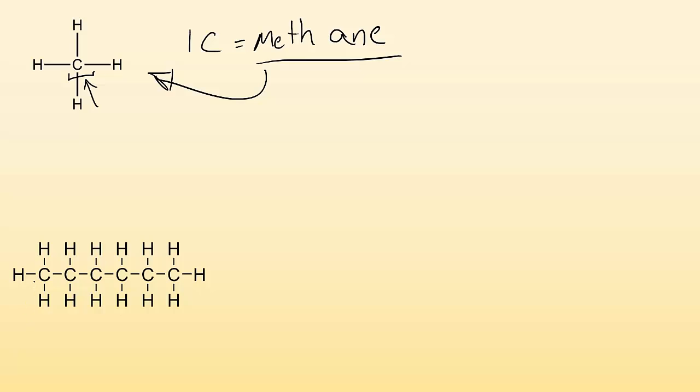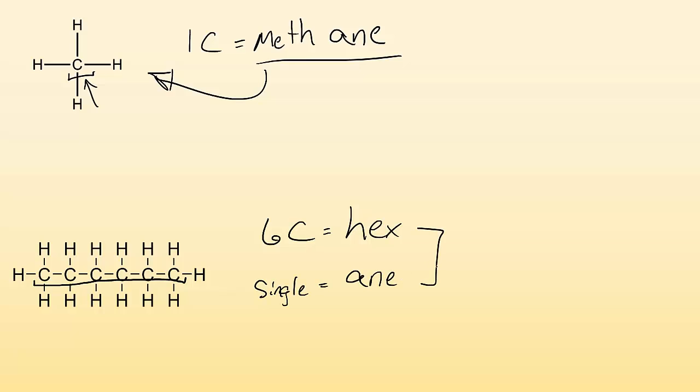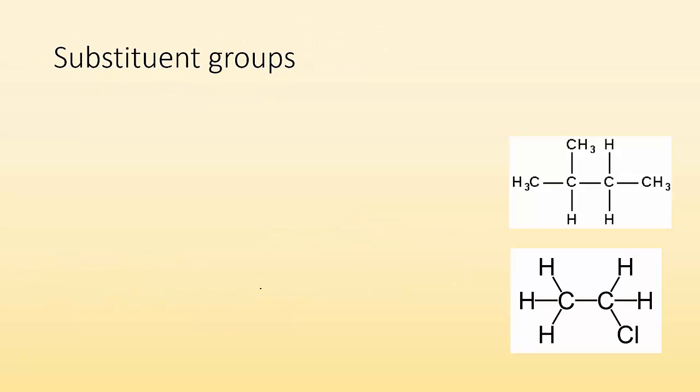Now I'm going to follow the same process for this one. I'm going to count how many carbons I've got. I've got 1, 2, 3, 4, 5, 6. So how do I say 6 carbons? Hex. How do I say they're all single bonded? I say ane. So I put those together and I get hexane. So this is hexane.